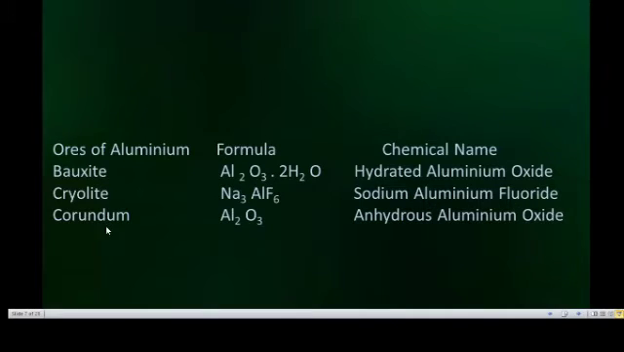The third one is corundum, Al2O3, anhydrous aluminium oxide. This is aluminium oxide, anhydrous. Water molecules are not present here. So that is called anhydrous aluminium oxide.